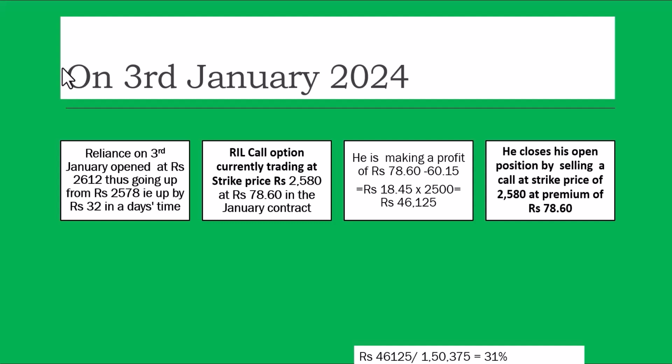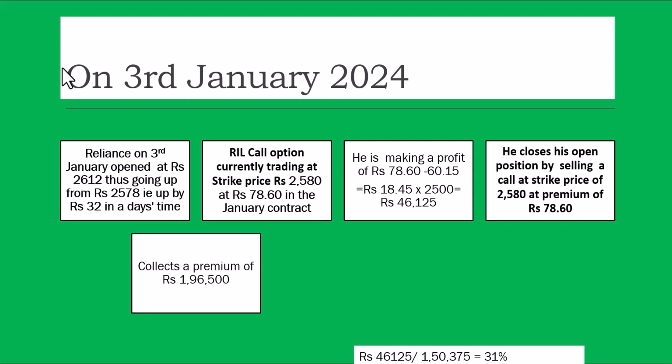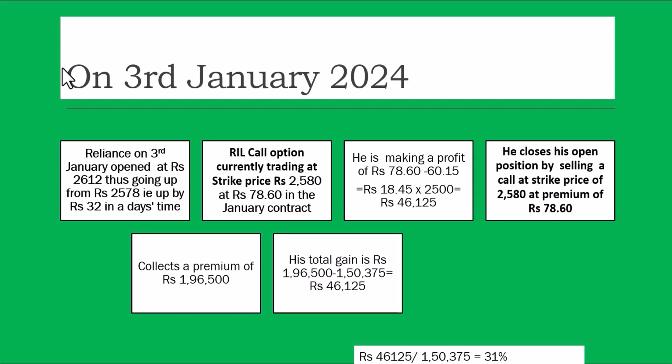Premium is same. Either you buy a call or write a call. When he bought a call, the premium was 60 rupees 50 paisa. When he sold the call, the premium was 78.60. By doing so, his position is closed and he is sitting on a profit of how much? Now he collects a premium of 1,96,000. Earlier he paid the premium, now he collects it. He becomes a call writer. Earlier he bought a call. So he was sitting on a profit of 46,125.